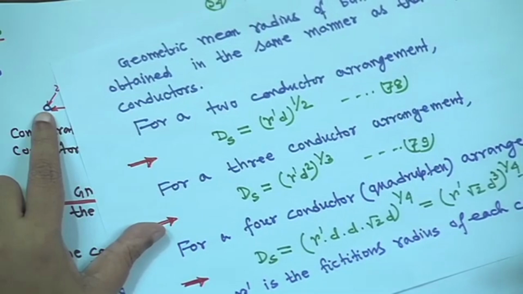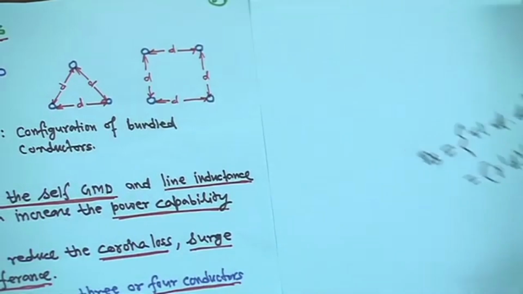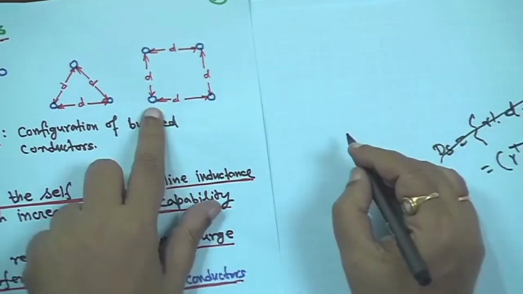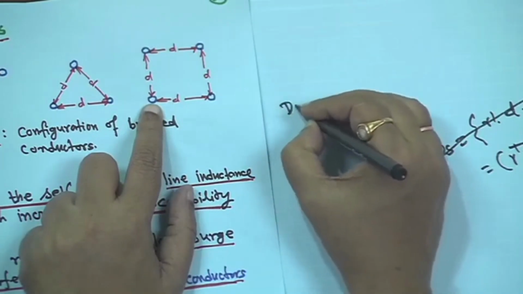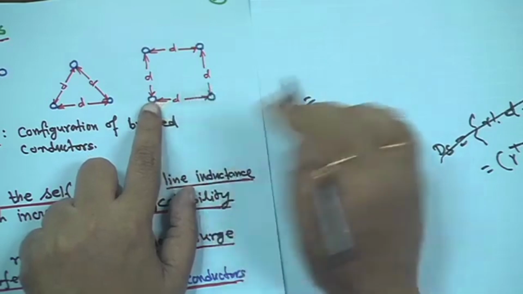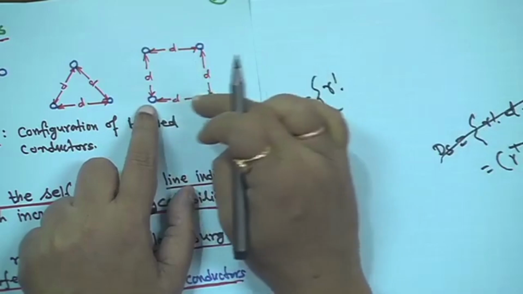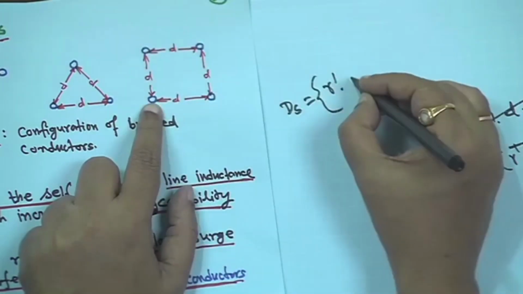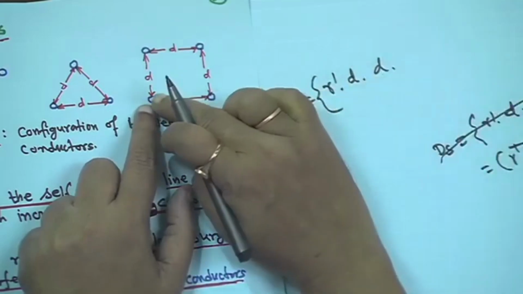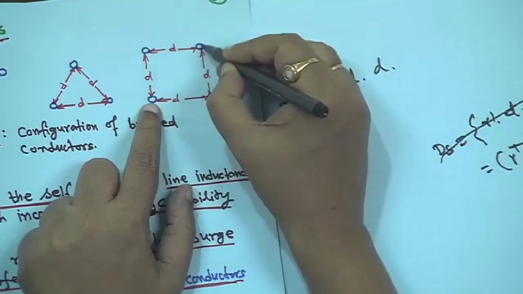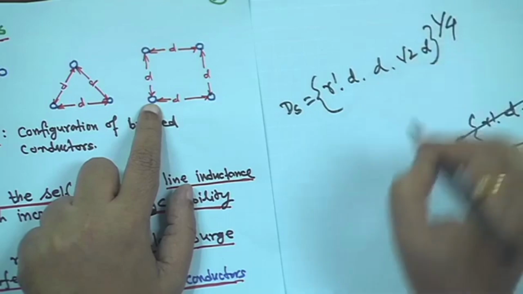Now, for the 4 conductor case, from any conductor, say ds, in this diagram ds is equal to, first you take the self r dash, then the distance from this conductor to here will be d, then this conductor to here will be d, and then this conductor there, this is d. This diagonal distance will be root 2 d, to the power 1 by 4.